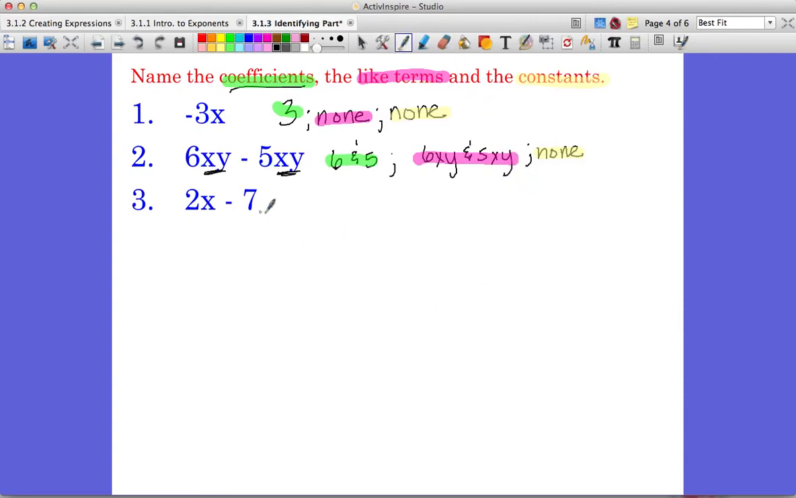The last one I want you to try on your own, and when you come back, we can check your answer. Alright, so first we have a coefficient of 2. We have no like terms because the 7 does not have an x connected with it. But this time we do have a constant because the 7 is all by itself. The 7 is considered the constant. So again, no like terms. 7 is our constant. 2 is our coefficient.